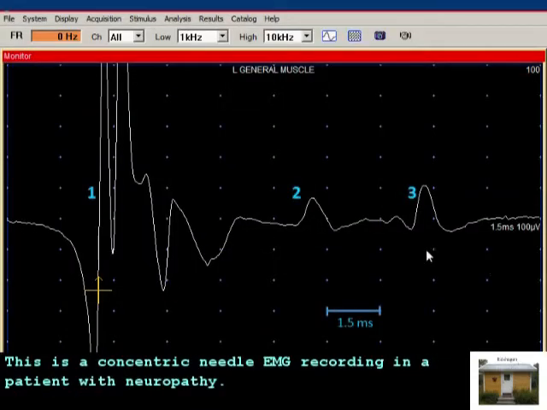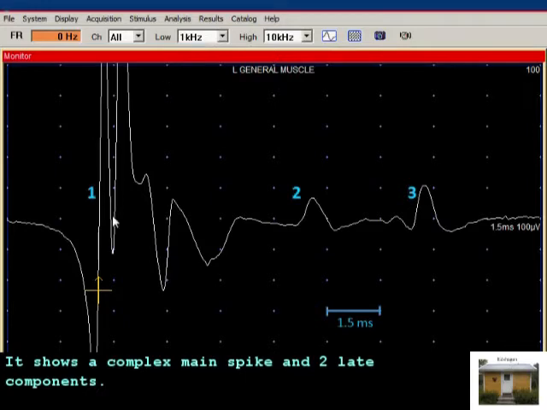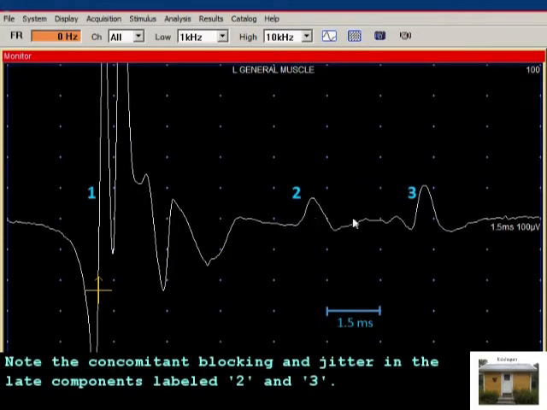This is a concentric needle EMG recording in a patient with neuropathy. The low frequency setting is 1 kHz. It shows a complex main spike and 2 late components. We will trigger on the first spike. Note the concomitant blocking and jitter in the late components labeled 2 and 3.